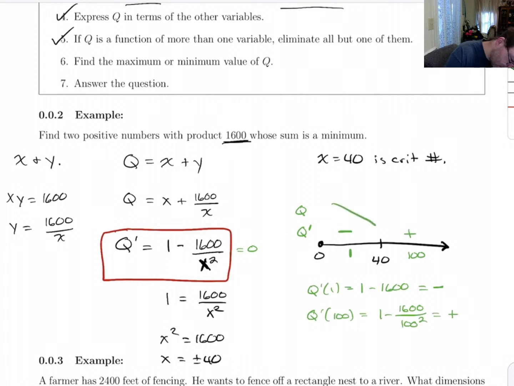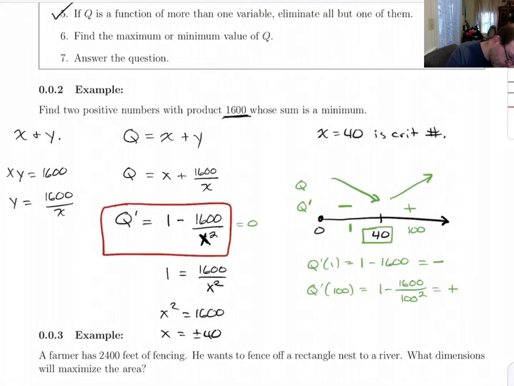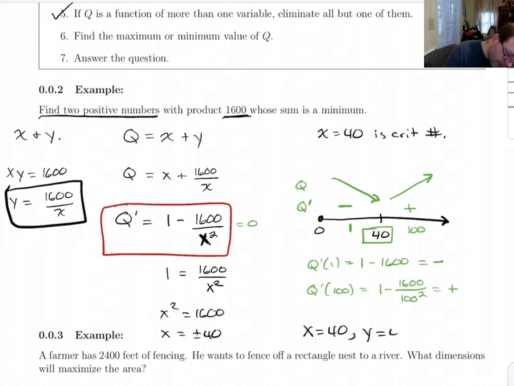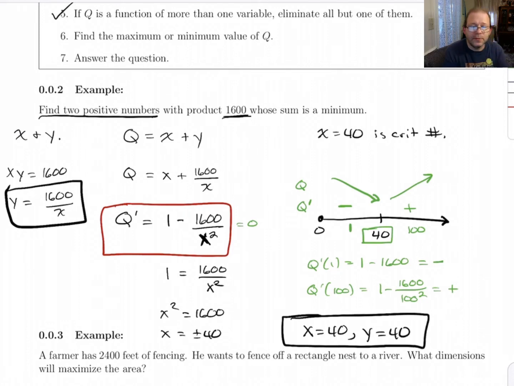So that tells us that q goes down and then goes up. So this 40, sure enough, is a minimum. So x equals 40 is a minimum. But they said find two positive numbers. So we get x is 40. And what about y? Well, come back over here. We know that y is 1600 over x. So x is 40 and y equals 40. And that's our answer.